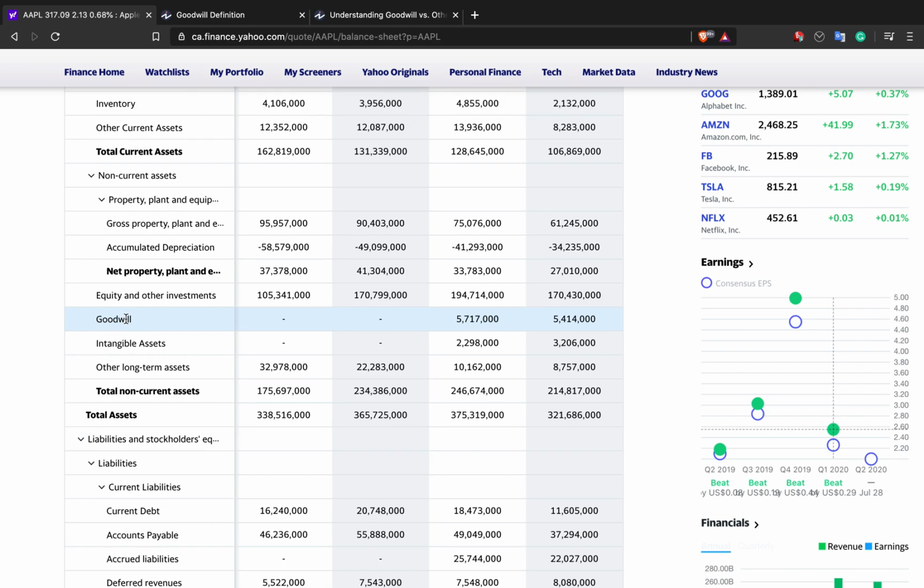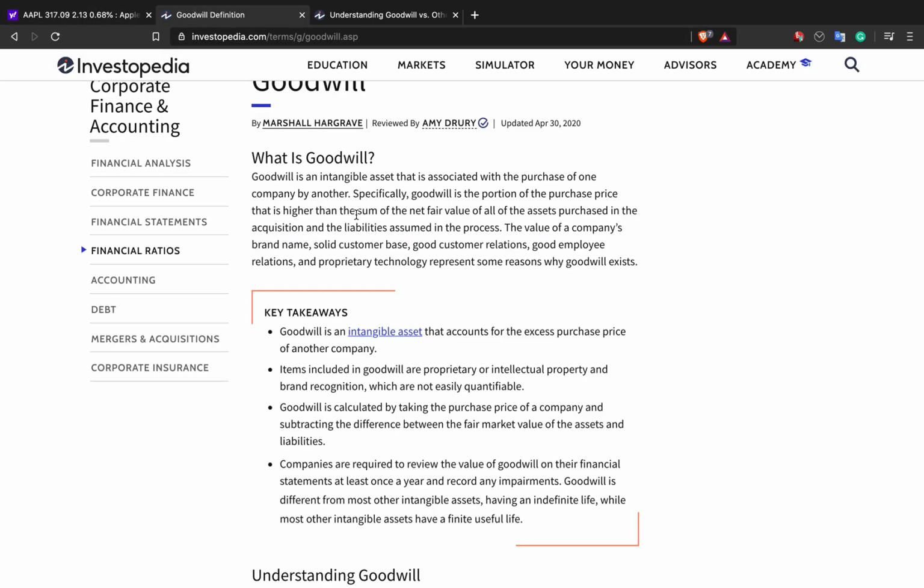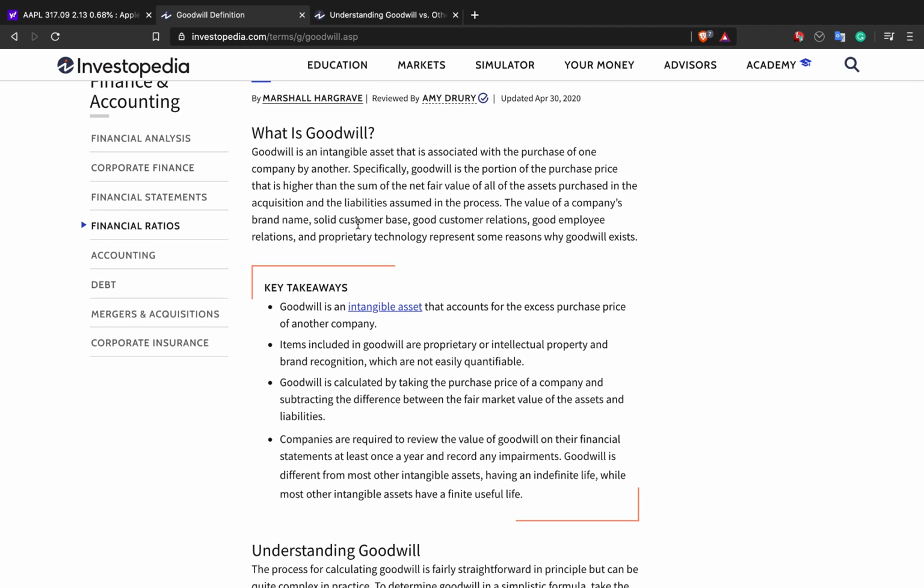Now, the challenge with goodwill is that it is valued based on the perceived value, not on the real value. So let's jump on over to Investopedia to understand the definition of goodwill. Goodwill is an intangible asset that is associated with the purchase of one company by another. Specifically, goodwill is the portion of the purchase price that is higher than the sum of the net fair value of all assets purchased in the acquisition and the liabilities assumed in the process. The value of a company's brand name, solid customer base, good customer relations, good employee relations, and proprietary technology represent some reasons why goodwill exists.